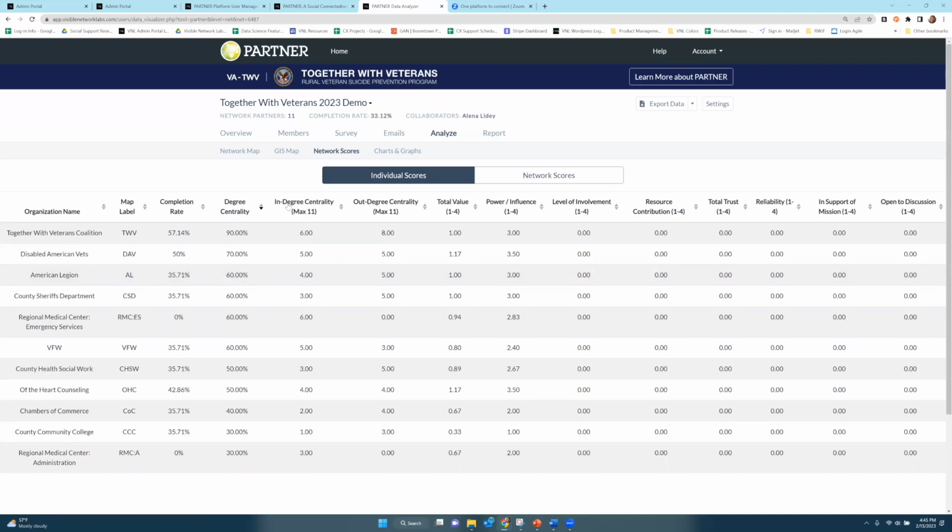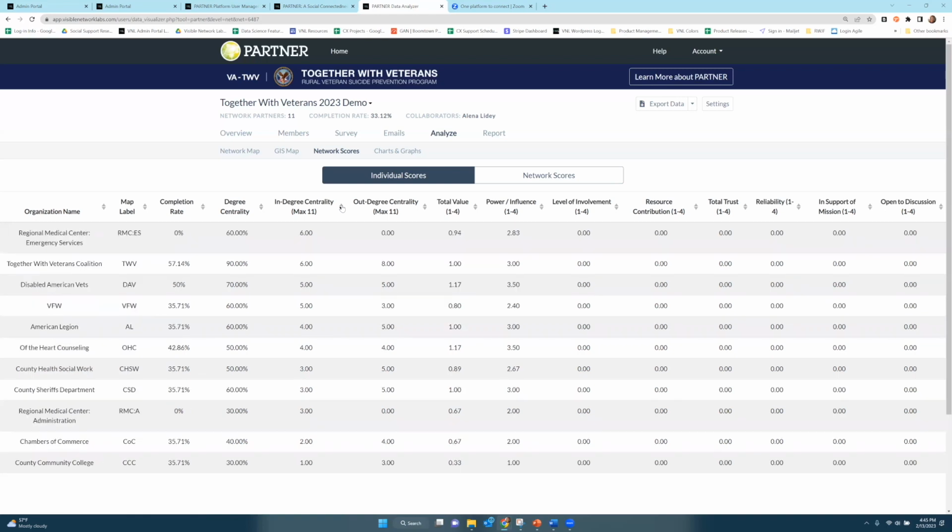The next score we show here is in degree centrality. When you're looking at a network map and it has arrows, think of all the arrows going into that circle. That's all the organizations that chose this organization as a partner. For instance, the Regional Medical Center Emergency Services was chosen 6 times by other partners, as well as the Together with Veterans Coalition. 6 organizations chose TWV as a partner.